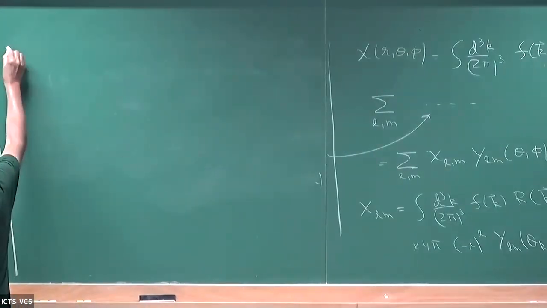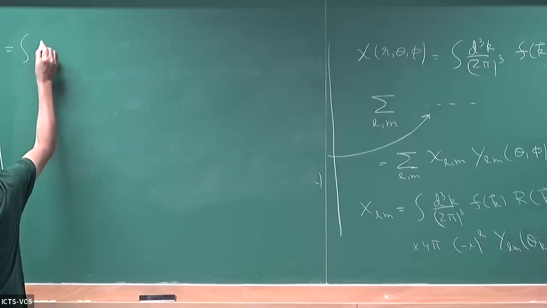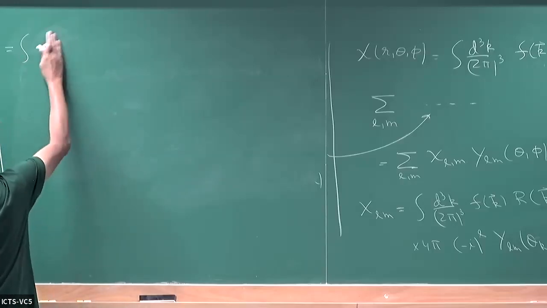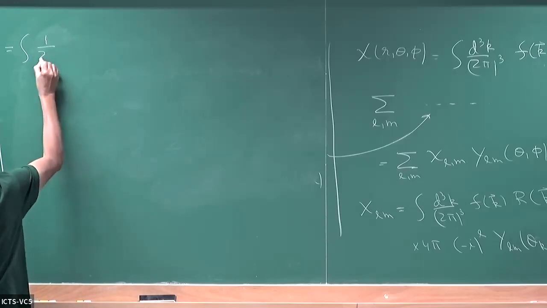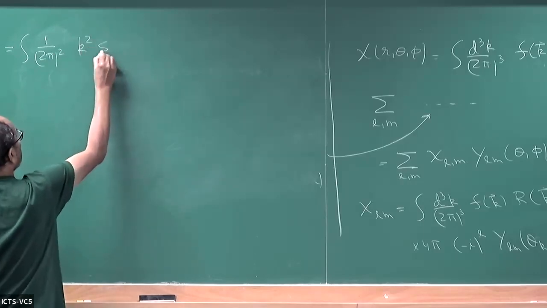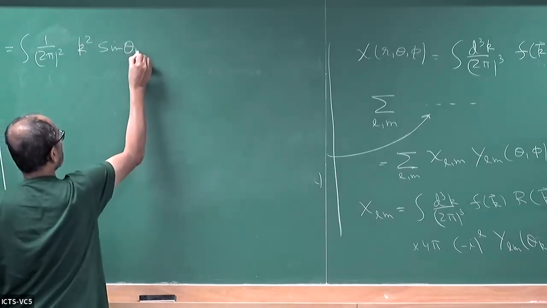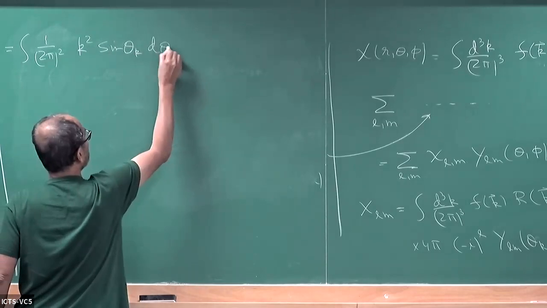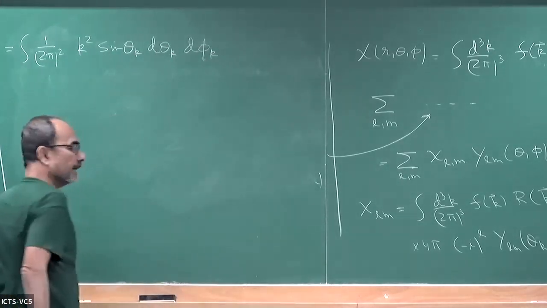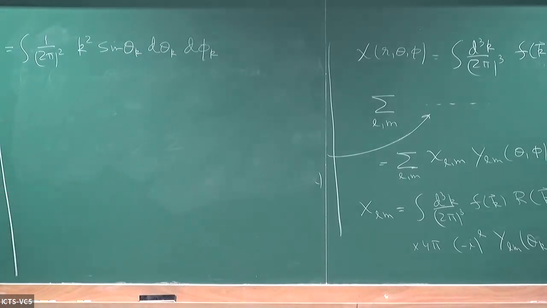So we'll get this as integral d cube k. Let me write this as 1 over 2 pi cube k square sin theta k d theta k d phi k. Okay, so I'm just writing the k integral in spherical polar coordinates. The k prime integral is gone already, right? k prime is set equal to k after removing this.